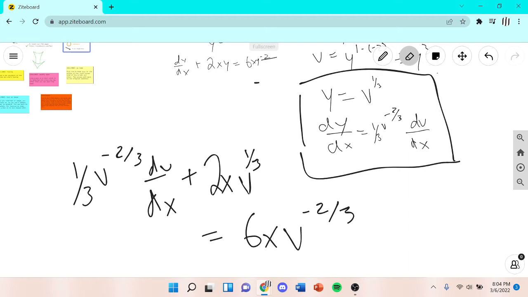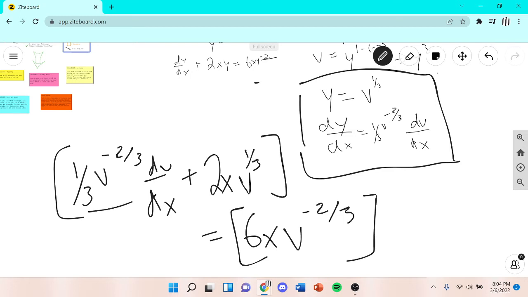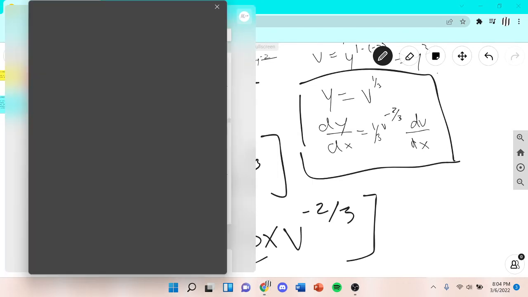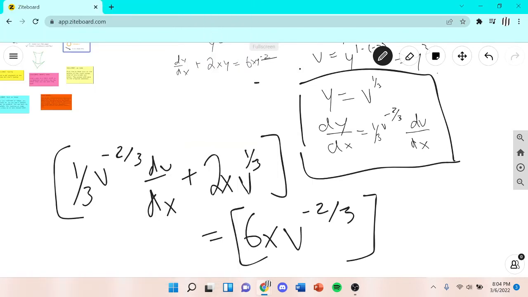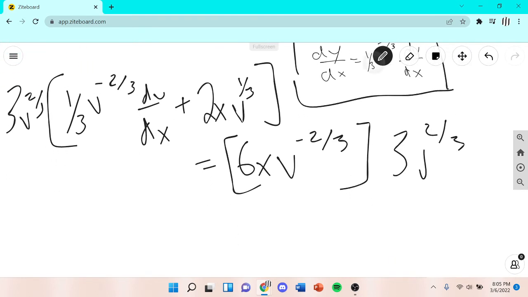So we're going to times both sides by something, so we can get only dv/dx. We want this thing times some other factor to equal 1, so the coefficient of dv over dx is 1. That's just 3 times v to the 2/3. You have to times this by both sides, and see how it also cancels out here, the v variable on the right side.